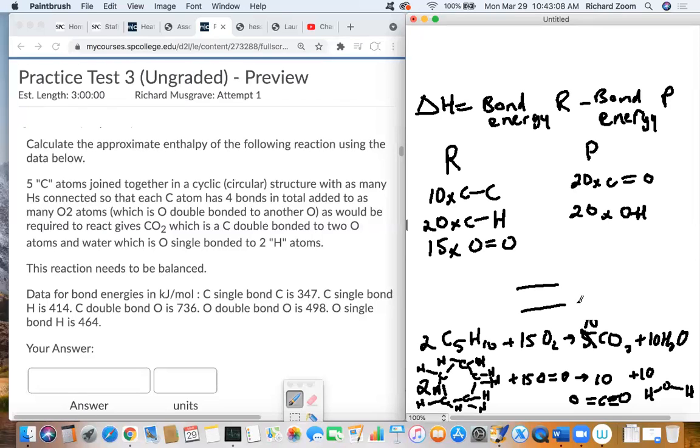So this is on the reactant side. It'd be 10 times 347 plus 20 times 414 plus, we need the O double bond O, plus 15 times 498. Right? That's on the reactant side. On the product side, you've got 20 times C double bond O, 20 times 736 plus 20 times O single bond H, which is 464. So I would add them up all separately and then do the subtraction and come up with the answer.